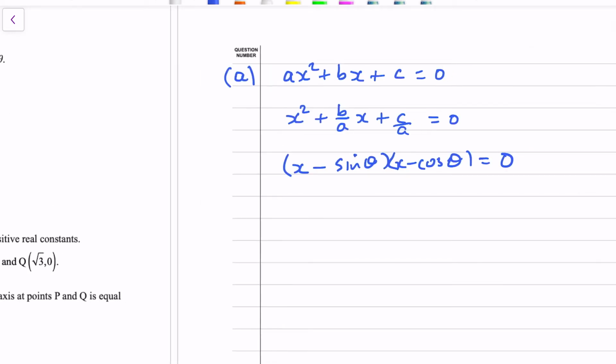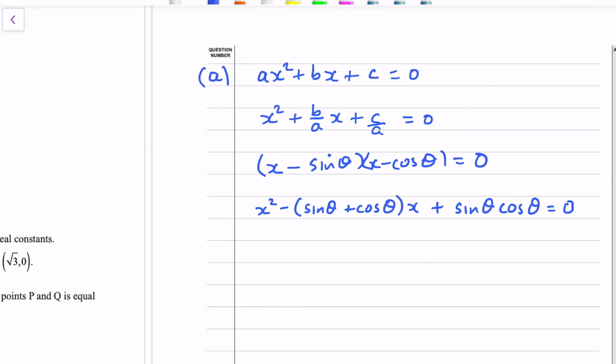If I expand that quadratic back out again, there are two terms that give x's. There's a sine theta x and a cos theta x, both with minuses. And then that last term, sine theta cos theta. The connection between the roots is the fact that the b over a term is always minus the sum of the roots. And the c over a term is always plus the product of the roots for a quadratic.